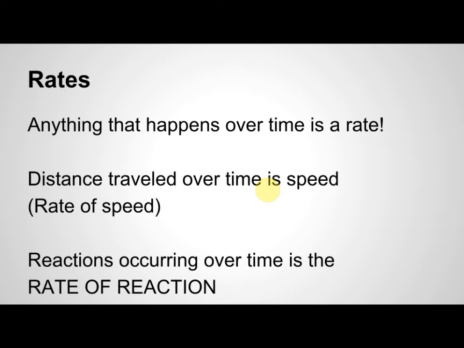Reactions that occur over time have a reaction rate, or rate of reaction. It's essentially how fast the reaction takes place.